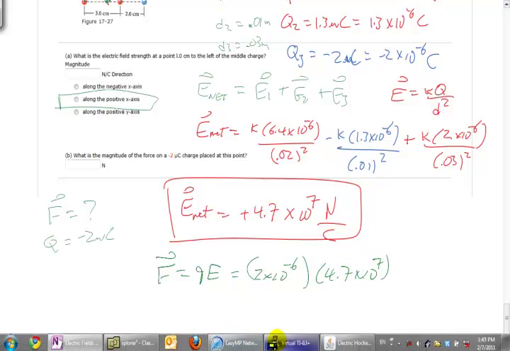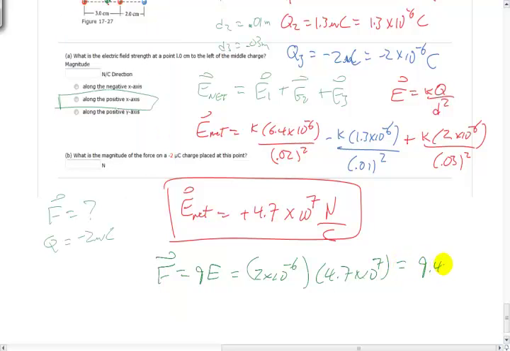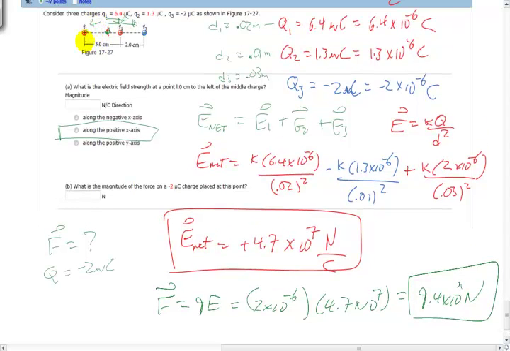If we take out our calculators and plug and chug, multiply that by 2 times 10 to the negative 6. We don't have to worry about positives or negatives. It's just asking for the magnitude. We get a final force of 9.4 times 10 to the 1st newtons, which is just 94. Technically, a negative charge would end up moving to the left because it's in the opposite direction of the field. So not a hard problem. You just have to visualize what's going on.